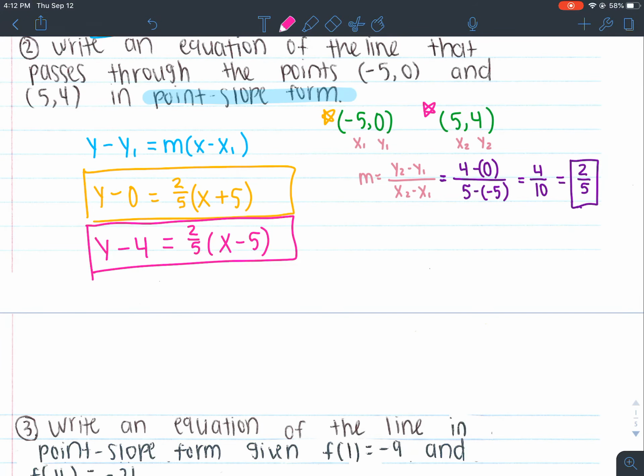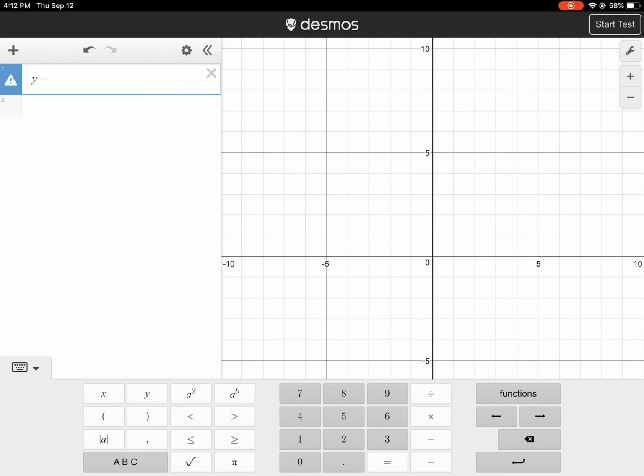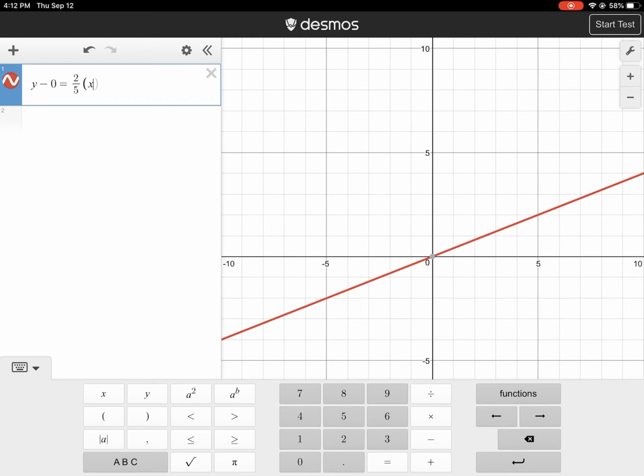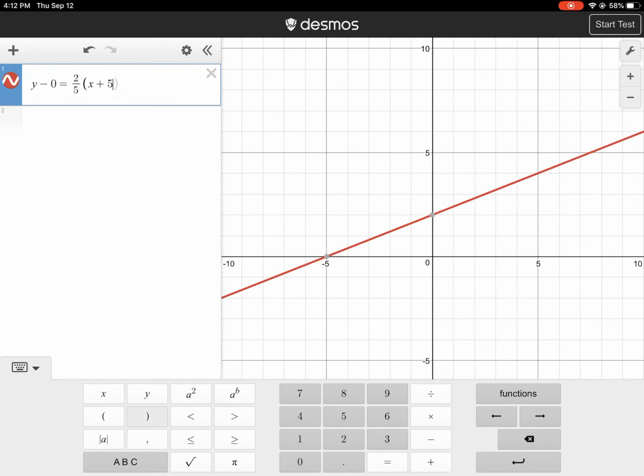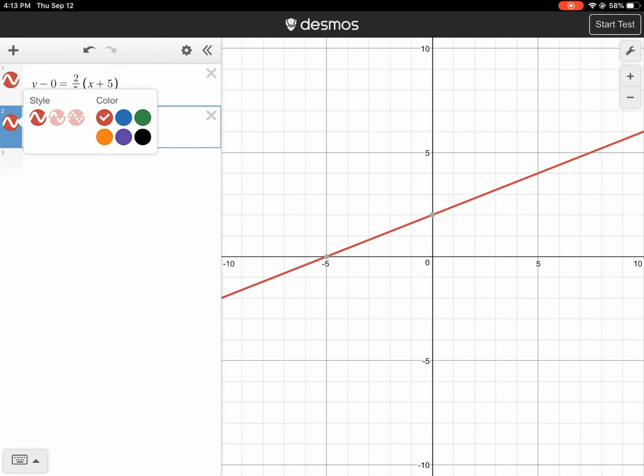And I'm going to go ahead and graph this in Desmos to show you that they are indeed equal. So I have y minus 0 equals 2/5 times x minus, is it minus 5? I think it's plus 5. Plus 5. And then the second line is going to be y minus 4 equals 2/5 x minus 5. Go ahead and change the color for this one.